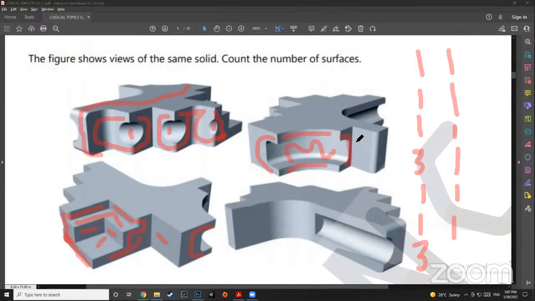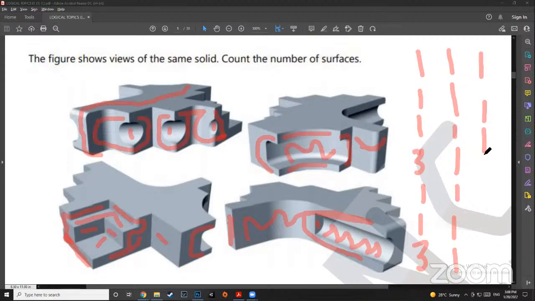Now look at this one. This one is actually smooth here, so this will be one surface. Then this whole thing would be one surface, and it does not have any other smooth edges. That is why we can consider it limited till here, one surface. Then this D, can you see this D? This will be one surface. And this smooth curve would be one surface.